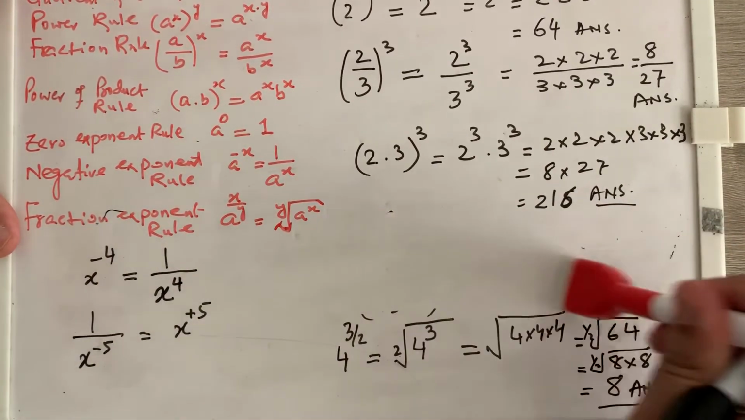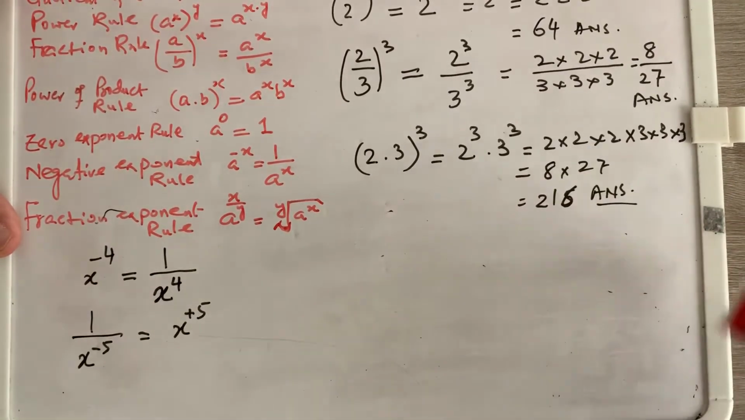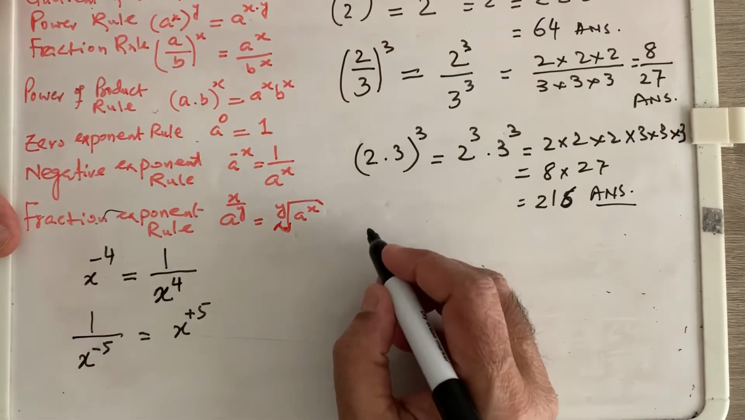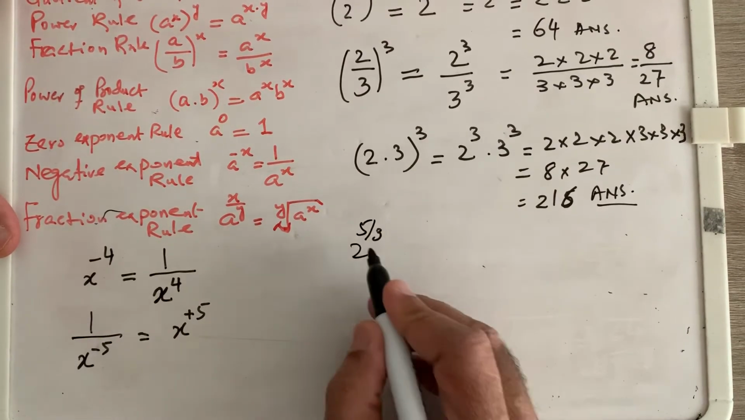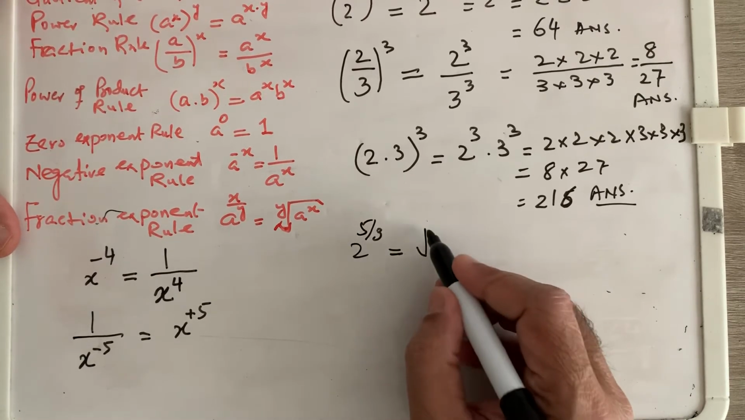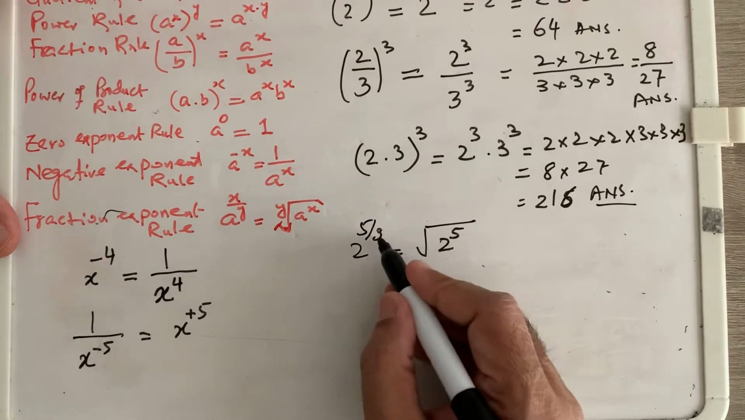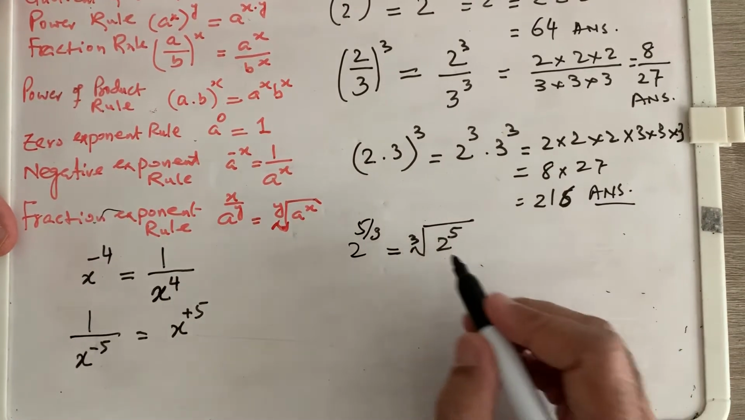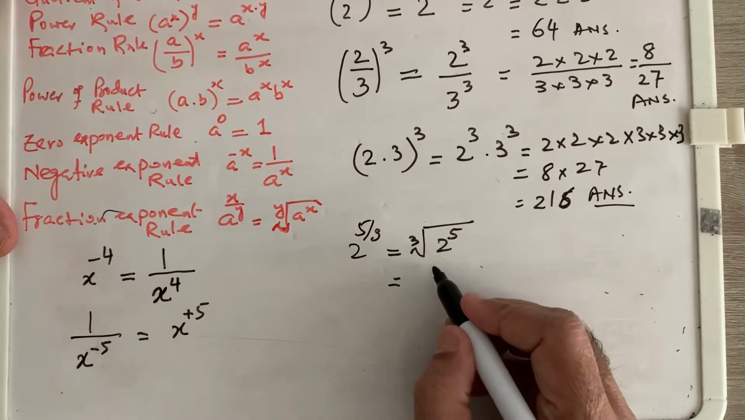So let's take another example for this fraction exponent rule. Let's say 2 to the power 5 over 3. Now there is a fraction in the exponent, right? What the rule is saying is that this power 5 goes with 2, but this 3 goes here. So it is the cube root. We have to take the cube root of whatever is inside.